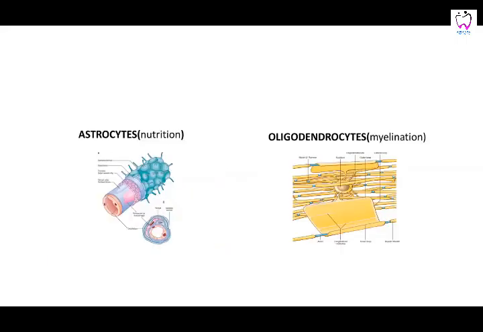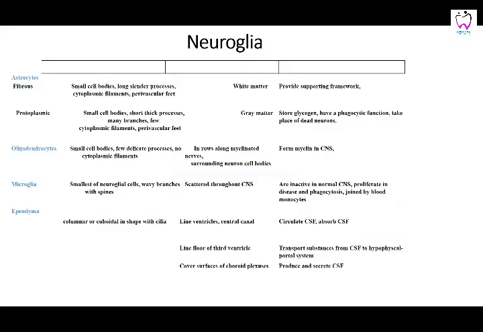These are the astrocytes. They provide nutrition. Oligodendrocytes, olig means a small number of processes, do myelination in the central nervous system. If you compare all these neuroglia, the astrocytes are of two types, the fibrous and the protoplasmic. Small cell bodies, with long, slender processes. Protoplasmic have short processes. The fibrous type is present in the white matter and provides the supportive framework. Gray matter has the protoplasmic type of astrocytes, and they have phagocytic function. Oligodendrocytes enroll myelinated nerves and surround the neuron cell bodies. They form myelin in the central nervous system.